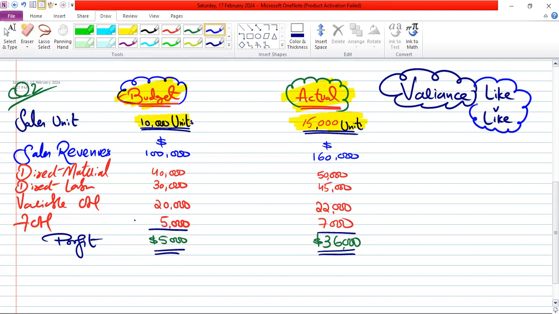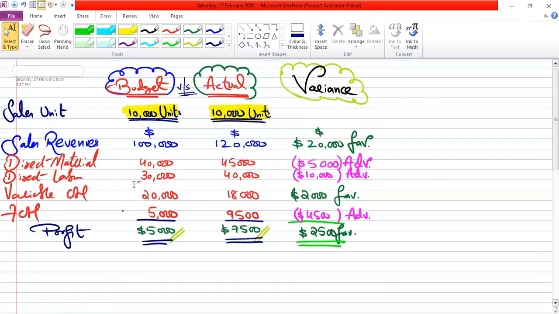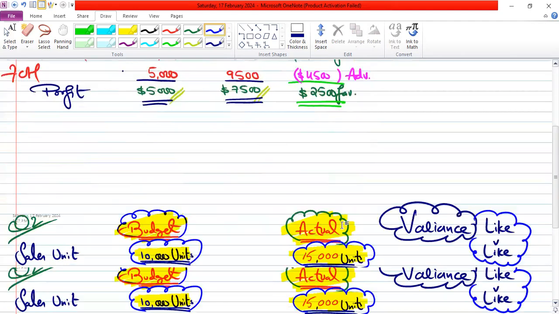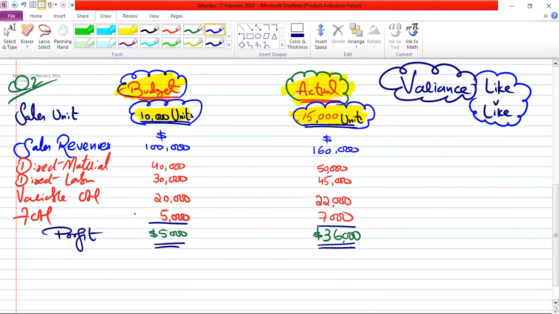What does this mean, sir? Like versus like means that the actual is about 15,000 units, so the budget must be 15,000 units. In the previous question, the actual and budgeted units were the same, so like versus like, we compare them. But here there is a big problem. The units of budget and actual are not the same. So variance analysis is not possible. We cannot do variance until and unless we revise our budget.